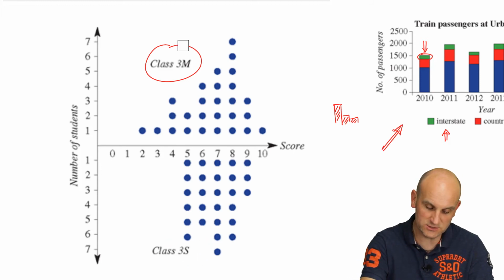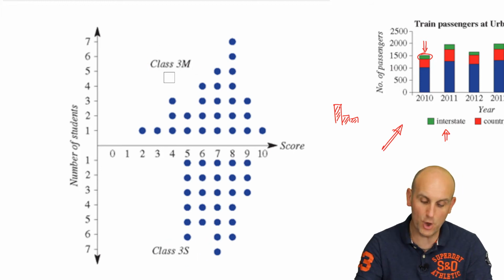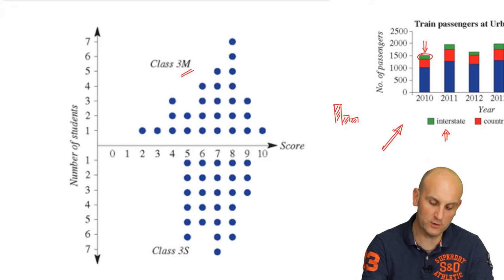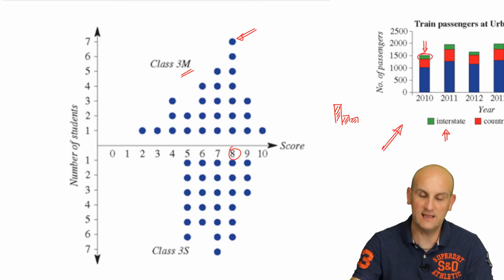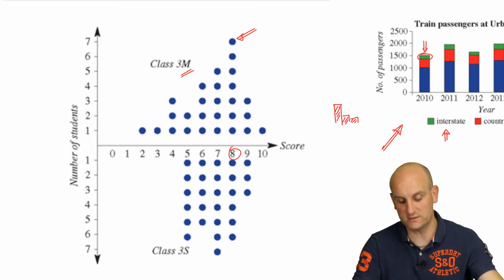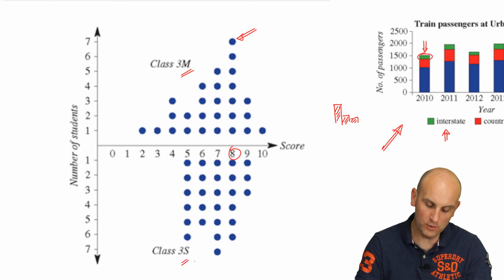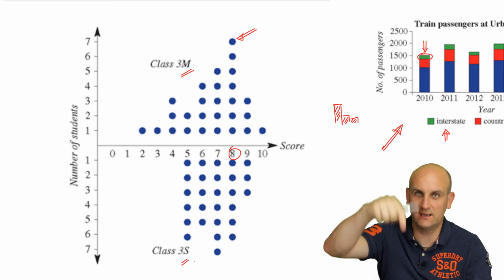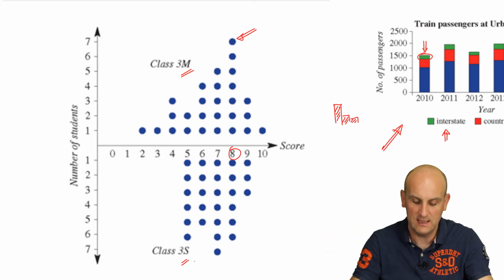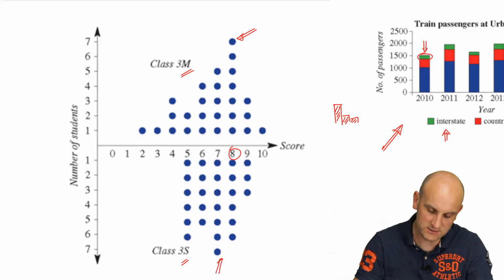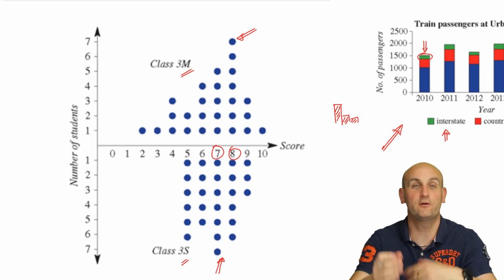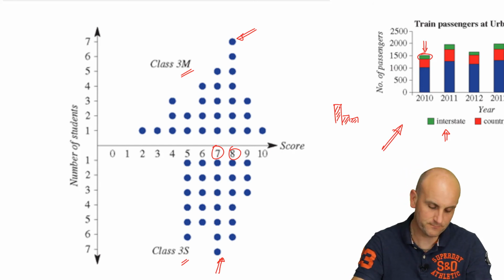So the interesting question is, what's the mode for 3M? If we look at 3M, we're looking for mode, which is the most common. That seems to have the highest, and so it is 8. But what's the mode for 3S? Well, if we look at 3S, we're looking for the highest column. Now, obviously it goes down, but you can turn your book around if you need to. And what do we notice? This is my highest column here, which is 7, and so we can start to compare.